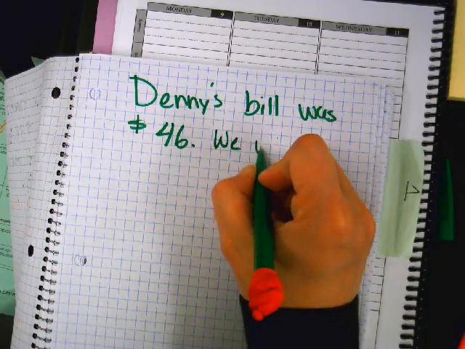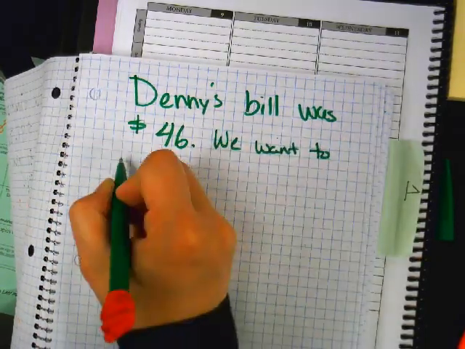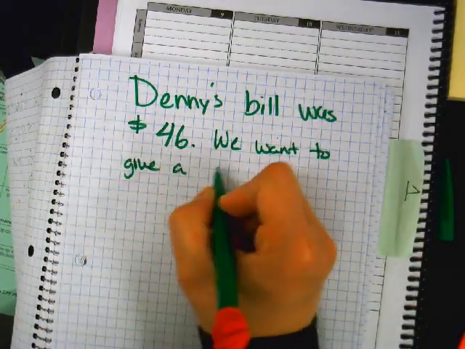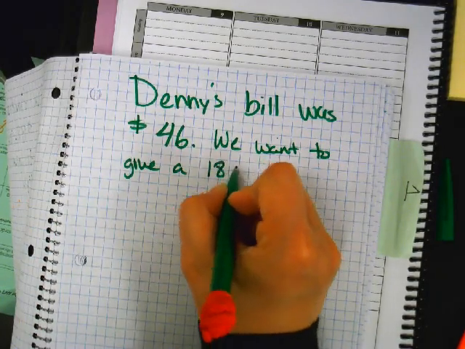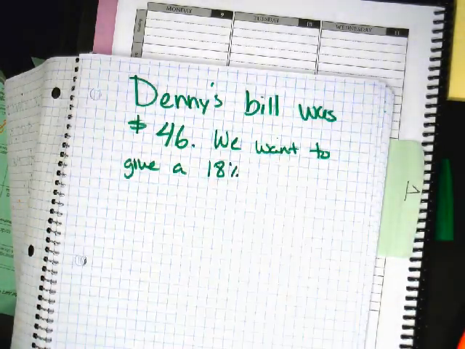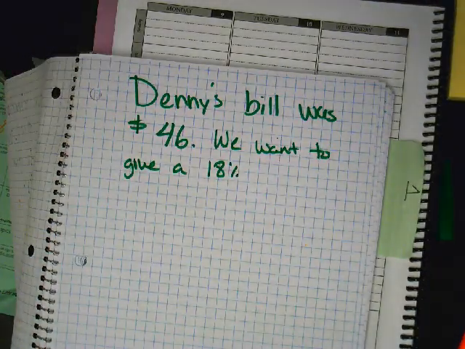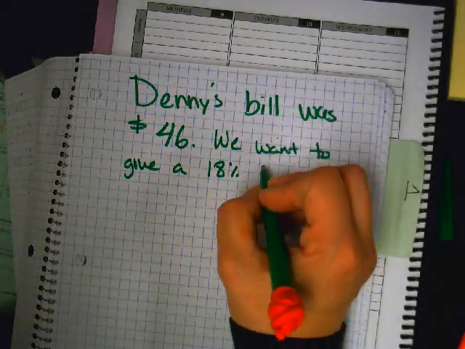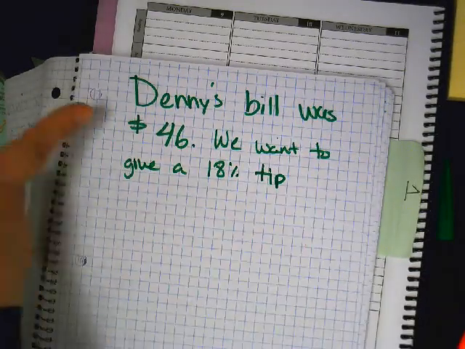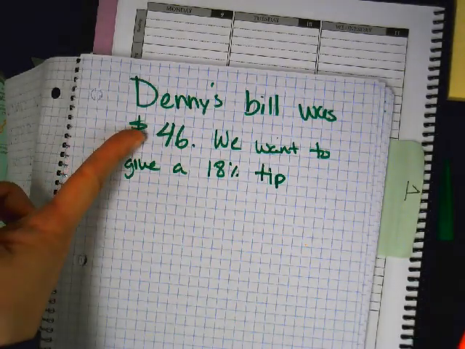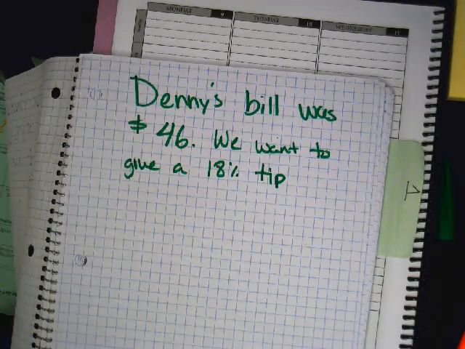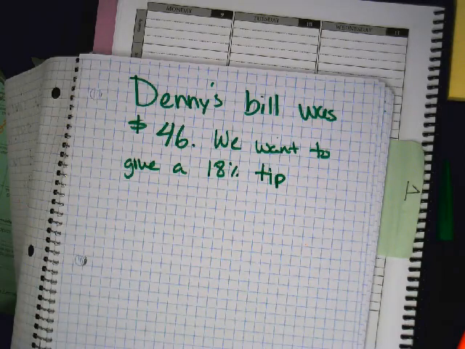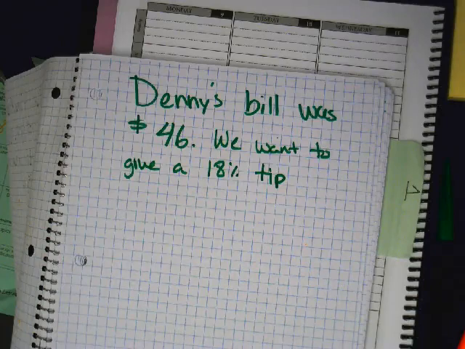We want to give a... Now let's do 18%. Denny's bill was $46. We want to leave 18%. The $46 already includes the tax. So we had 3 Grand Slams and a cup of coffee. How much tip am I going to leave?